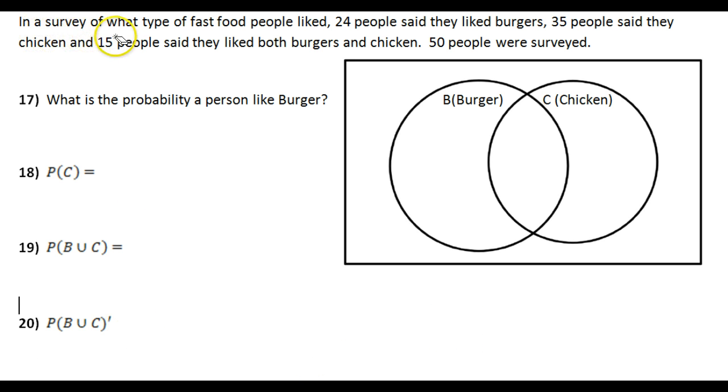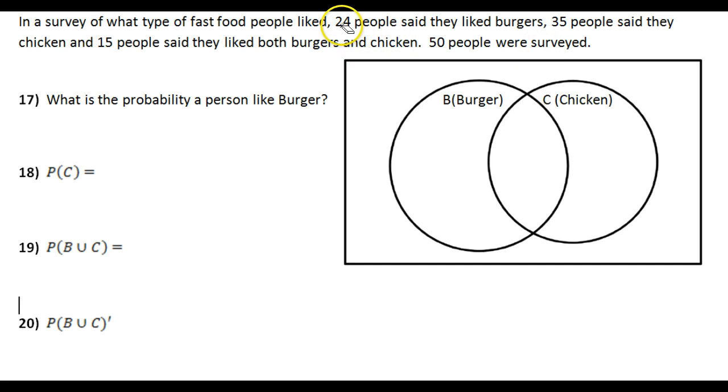Now in a survey of what type of fast food people like, 24 people said they like burgers, 35 people said they liked chicken, I think there's a word missing, and 15 people said they liked both burgers and chicken. 50 people were surveyed. Now, a lot of students will go, well, wait a minute, is there a mistake in this problem?